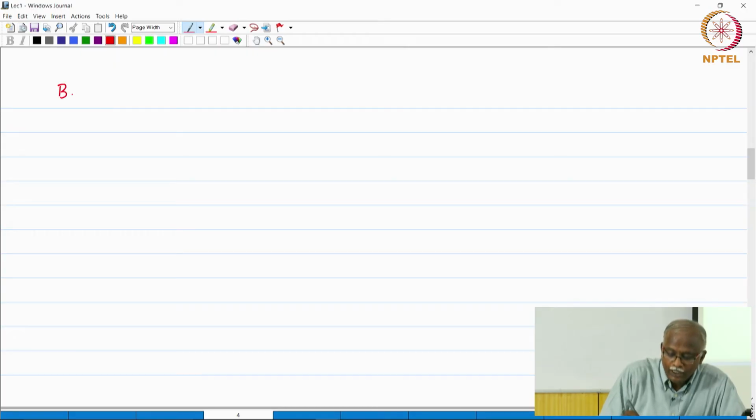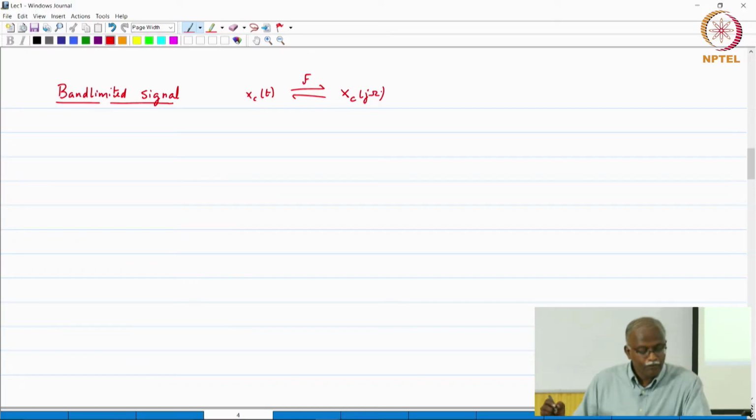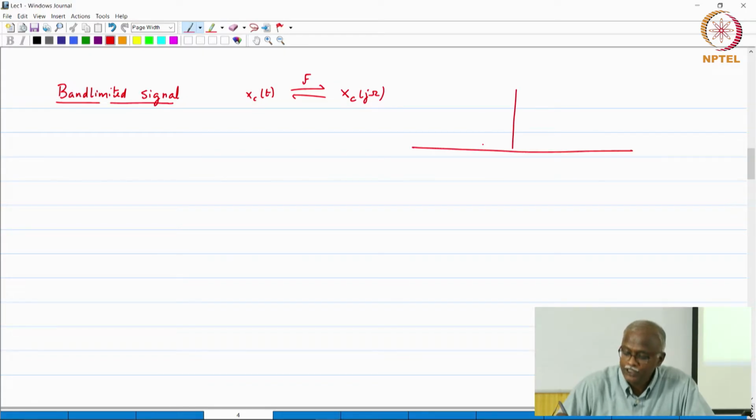So, we have a notion of a band limited signal. It is very important that we get a clear understanding of what a band limited signal is. When we talk about a band limited signal, we are talking about a continuous time signal xc of t with a Fourier transform xc of j omega. Now, if it turns out that the Fourier transform of a continuous time signal does not have any frequency components outside a particular frequency, let us call that omega b.